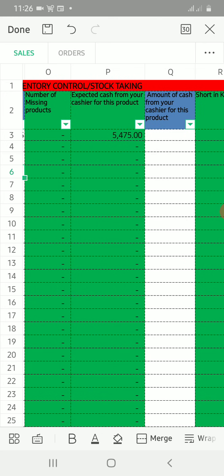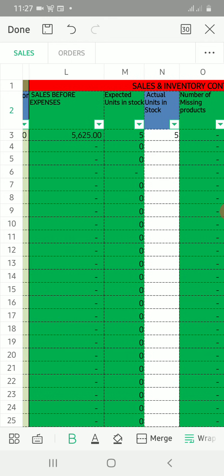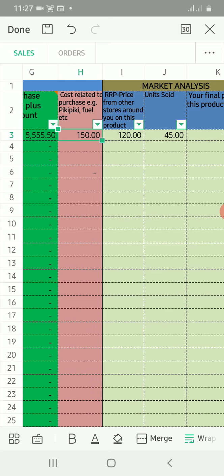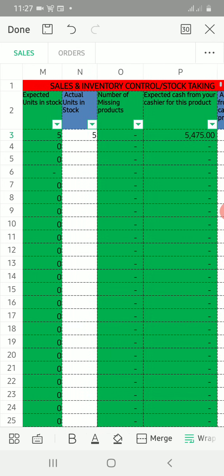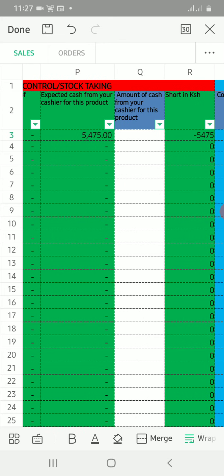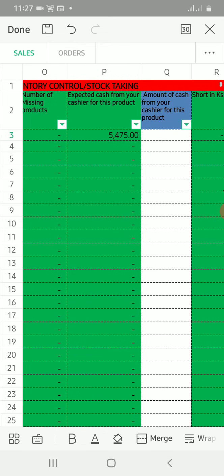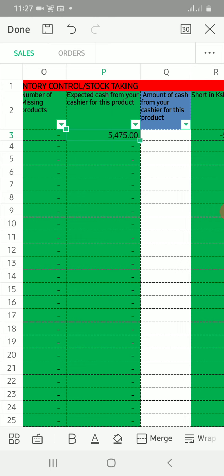All right. Then let's go now to the next column, which also has a formula, so you don't have to calculate it, which is the expected cash from your cashier for this product. Remember, sales before expenses was 5,625. All right, but now the cashier maybe paid the boda boda guy. Okay, she paid him 150 shillings, and now she was left with 5,625 minus 150, which is 5,475. All right, so that is what you expect to be given by your cashier.